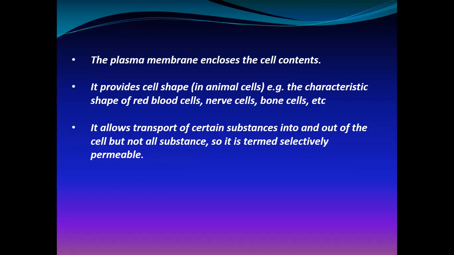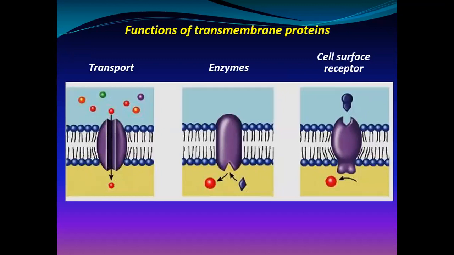Okay, right. So the plasma membrane encloses the cell contents. It provides cell shape, the characteristic shape of red blood cells, nerve cells, bone cells, etc. And they are selectively permeable. I'll come to that in a while. So you can see some of the functions of the transmembrane proteins are given here.